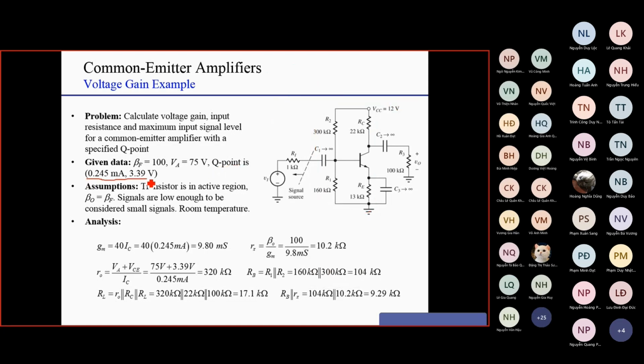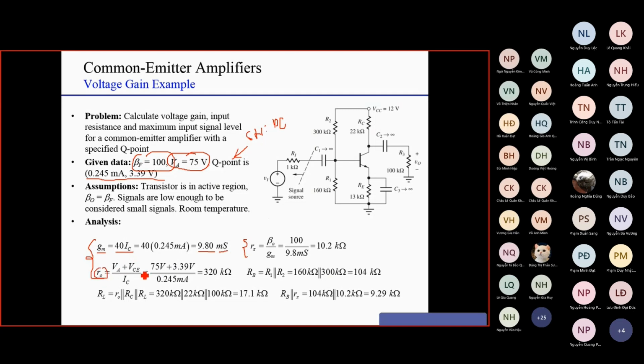So from the four-resistor biasing network, we can calculate the Q point. Beta F of 100 is given, VA of 75 volts is given. So step 1 is DC analysis, so you can find the Q point. From the Q point here, you can deduce the three most important parameters for the small signal model of the transistor. That means GM is 40 times IC, and is 9.8 millisiemens.